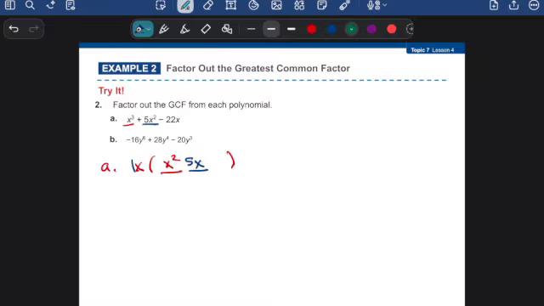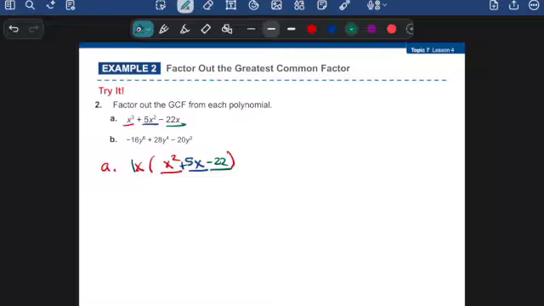For the last term, this is also going to be positive. For the last term, what times x gives me negative 22x? Well, 1 times negative 22 will give me negative 22, and I already have my x, so I don't need to have that in my third term.